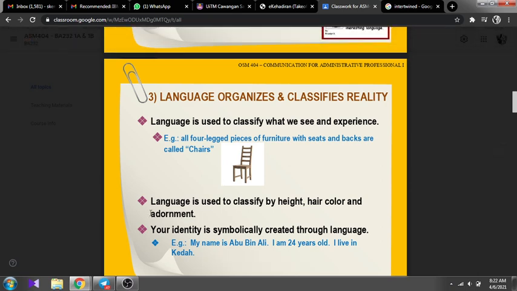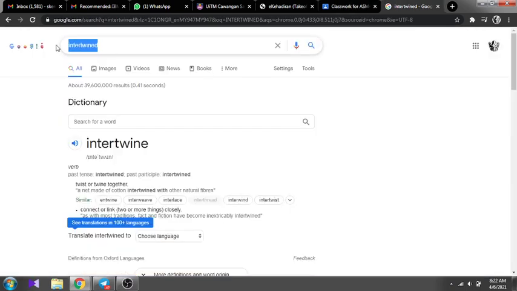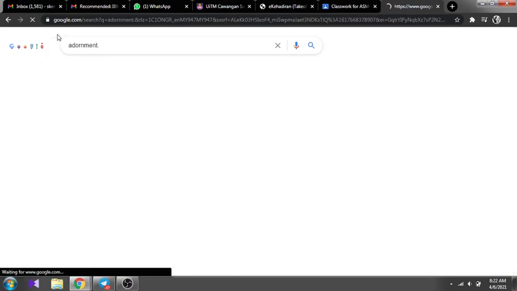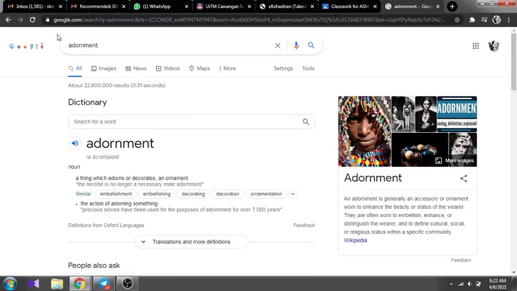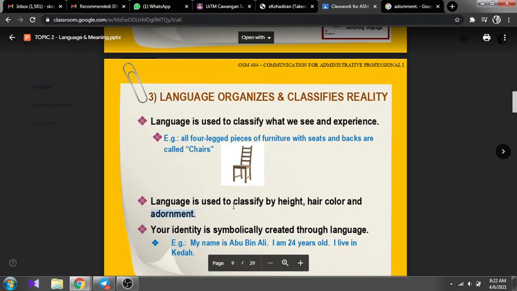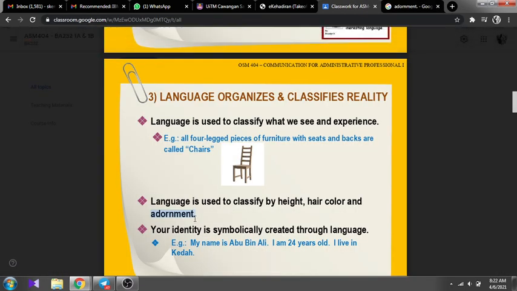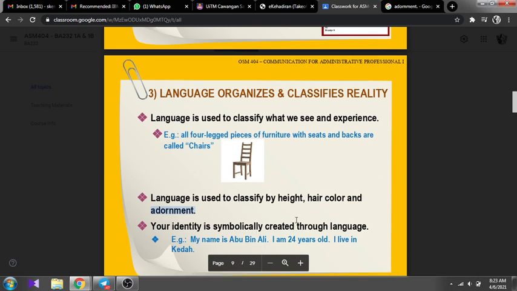Adornment, what's this? Sorry, I like to Google. Adornment is a thing which adorns or decorates, an ornament, like accessories. The action of adorning something; precious stones have been used. Things related to what is attached to those items. You identify yourself symbolically through language.